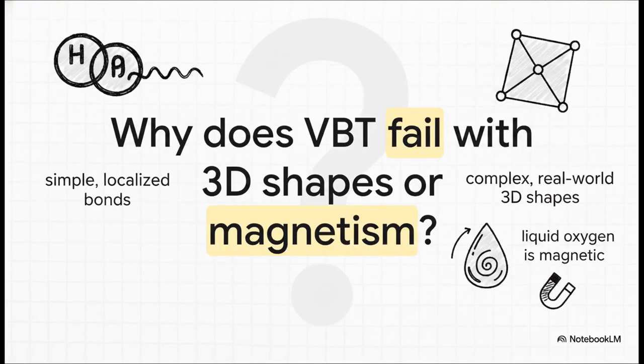But hang on, there's a massive blind spot here. VBT works great for simple localized bonds, like two hydrogen atoms coming together. But it leaves us with a huge problem. If we just smash atomic orbitals together, it completely fails to explain the complex, real-world 3D shapes of molecules we actually see in the lab. And even weirder, it absolutely cannot explain why liquid oxygen is magnetic.